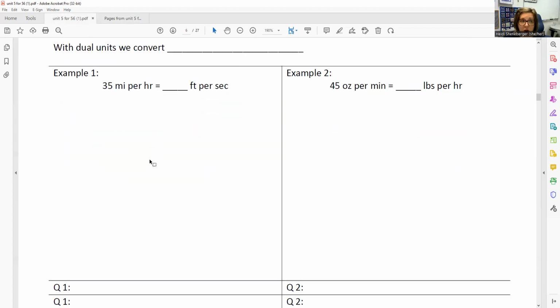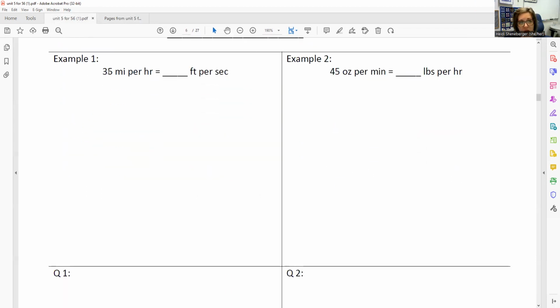So let's go back to our practice problems. I want to take 35 miles per hour and convert it to feet per second. They have it written weird here, but really I'm looking at something that looks like this. That's really what that means. And I'm headed towards feet over second, because remember that word per means the fraction bar.